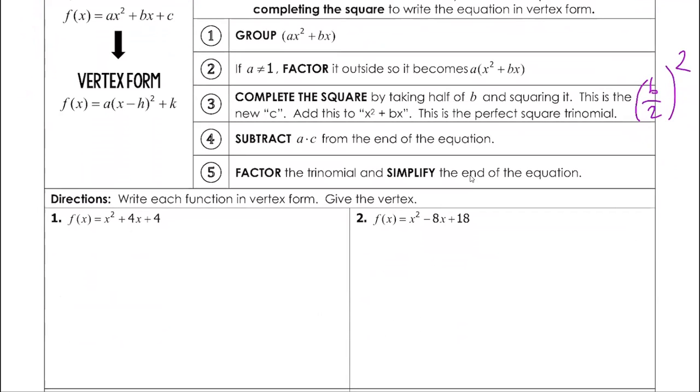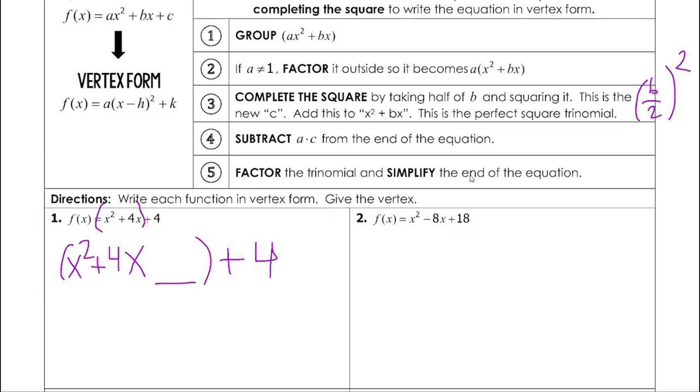So the first thing we want to do is group our first two terms. I usually like to write it below. So I'm going to write x squared plus 4x. I'm going to leave a little bit of space, close my parentheses, and I just leave the plus 4 on the outside. So that's what I mean by group in the first step.